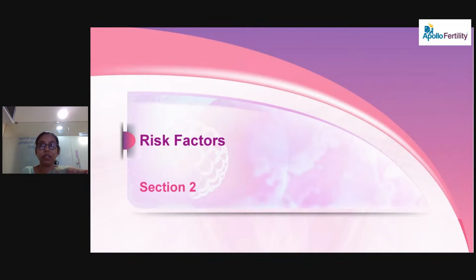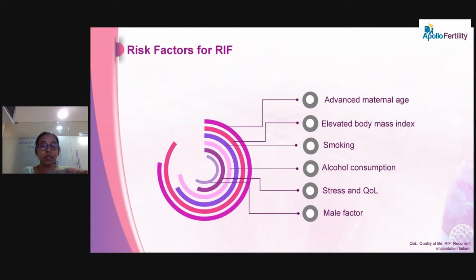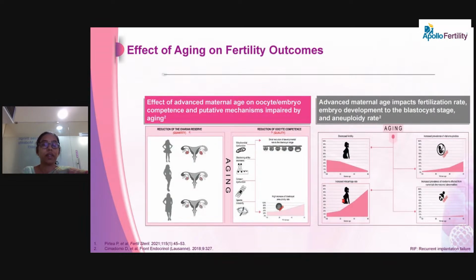Which patients do we expect to have a failure? Who are the patients who can have a failure? What are the risk factors? One, commonly discussed, is advanced maternal age. The age of the woman plays a very important role in deciding oocyte quality. With advanced age, the quality of the oocyte comes down, and that has an effect on the result. Second is obesity, elevated body mass index. Next is lifestyle: smoking, alcohol, stress, and poor quality of life. Next is severe male factor. When there is a severe abnormality in the semen parameters, again it can lead to a failure.